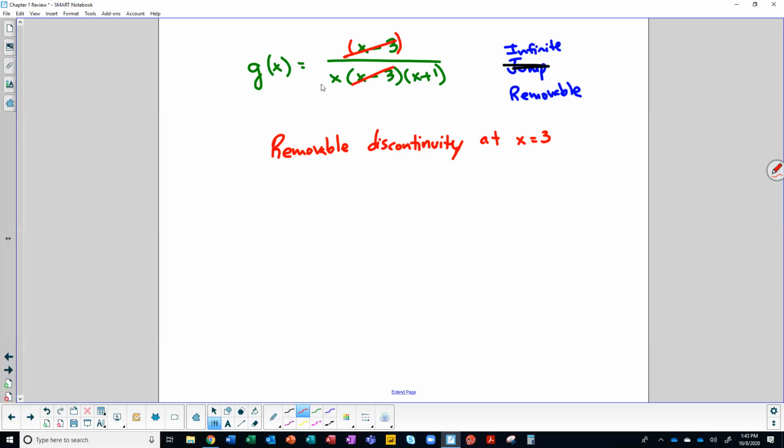These two factors stick around forever. What's a synonym for forever? Infinite. So we would have infinite discontinuities, and I'll say discontinuities because there are two of them, at, if x is by itself, it's just a 0. At x equals 0, and what does this one become? -1.